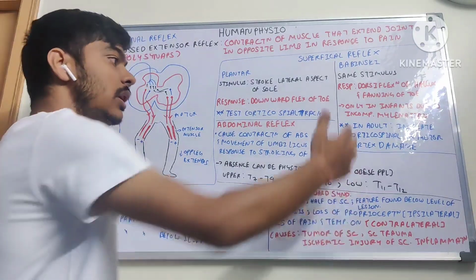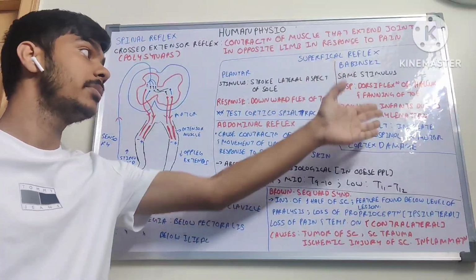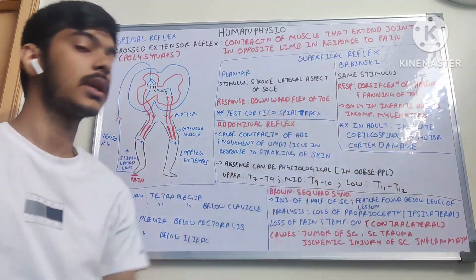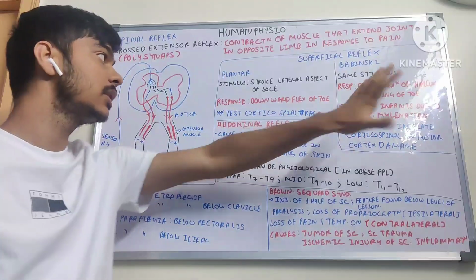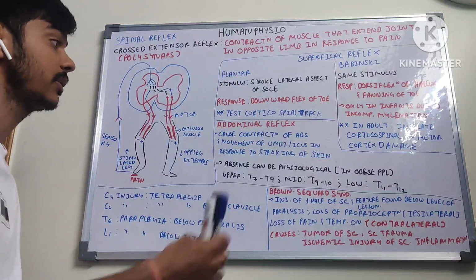What is the reason? Because of the presence of incompletely myelinated neurons. In adults, if this Babinski reflex is present, it indicates corticospinal or motor cortex damage. So this is only for pediatric patients and this is only for adults, right? Plantar and Babinski reflex. This is a superficial reflex.